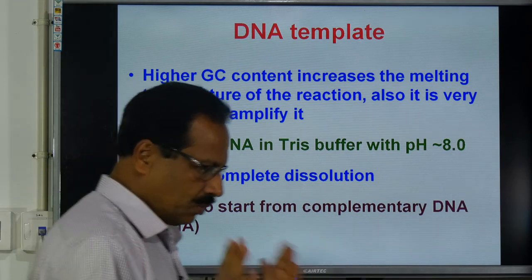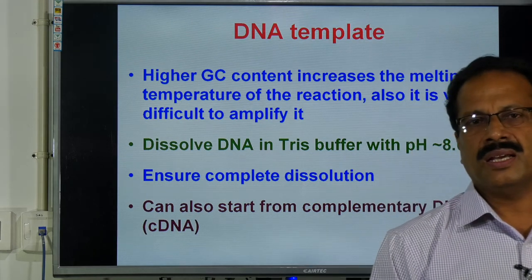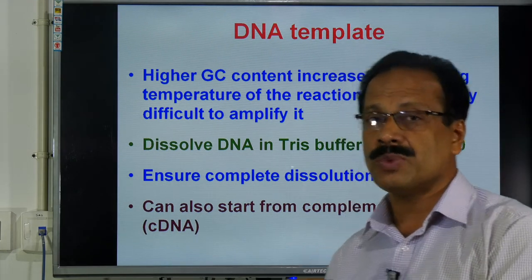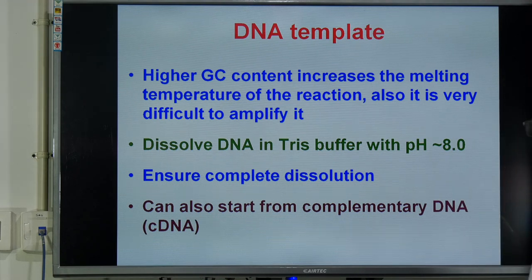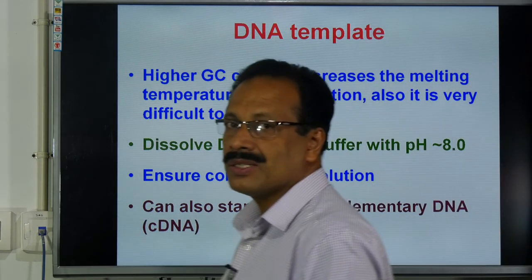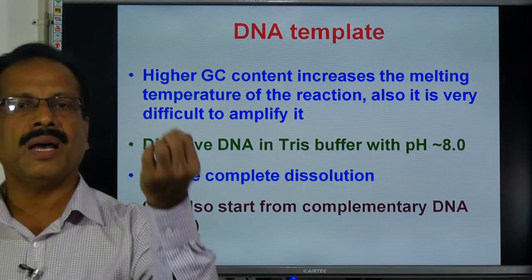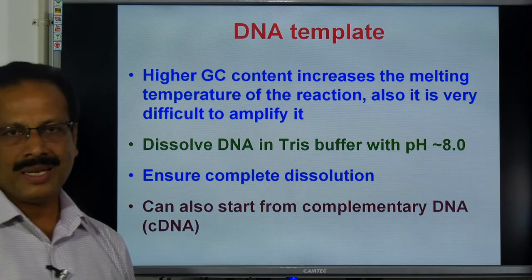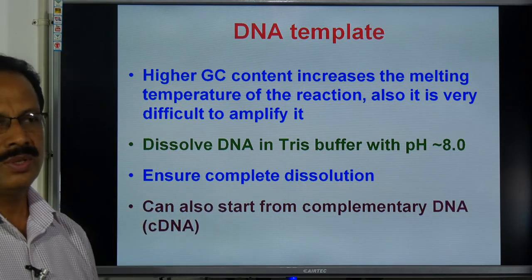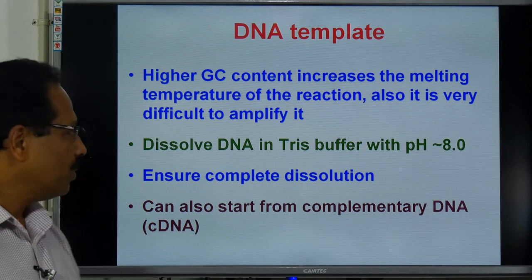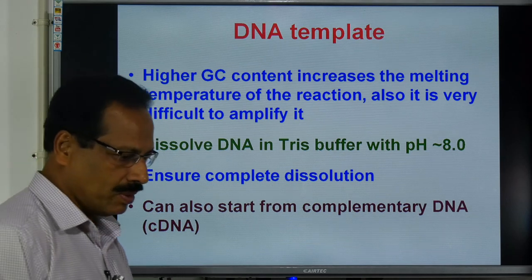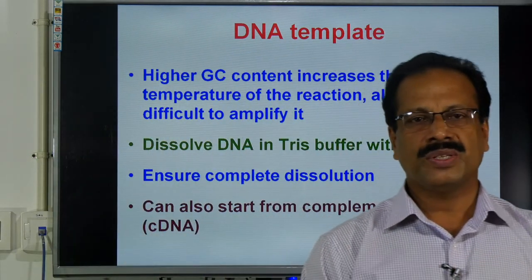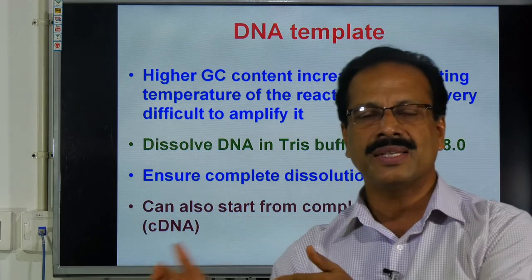So now you have quantitated the DNA and then you dissolve the DNA. You use Tris buffer normally. You need to keep your DNA stabilized to have a good PCR reaction. And you should ensure complete dissolution. If the concentration is high, or if you are drying the DNA sample too much during the preparation, it is very difficult to dissolve. So make sure that the DNA is completely dissolved. Sometimes you may use freezing and thawing a couple of times. That will increase the dissolution.